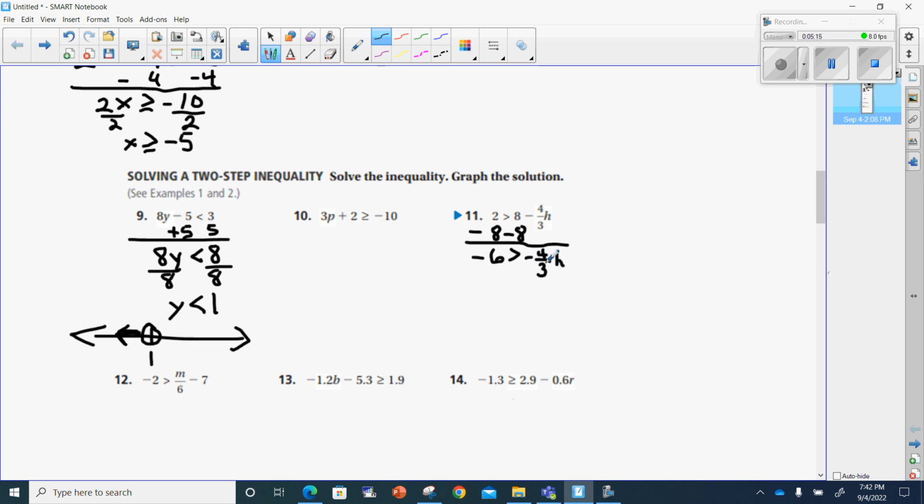To get negative 4 over 3 away from h, I'll have to multiply by the inverse, which is negative 3 over 4. All right, that's going to make h come down by itself. But remember, whatever I multiply to one side, I have to multiply to the other side. Well, I know that 3 times 6 is 18. So a negative times a negative is a positive. This will be 18 over 4.